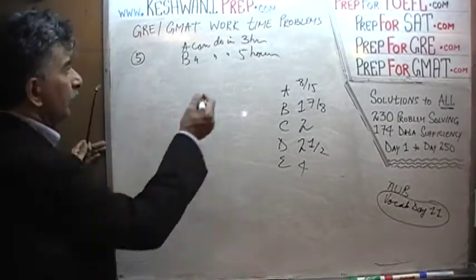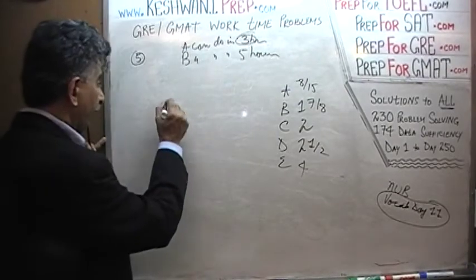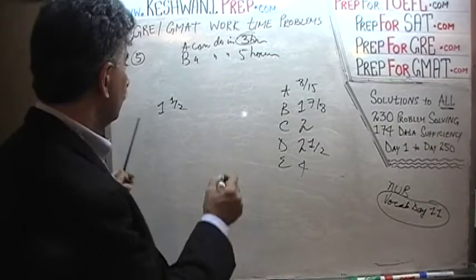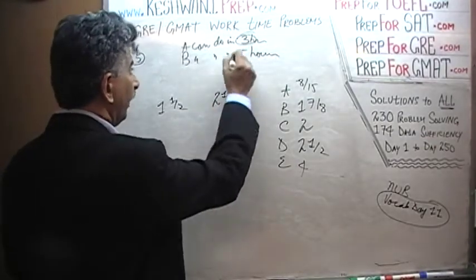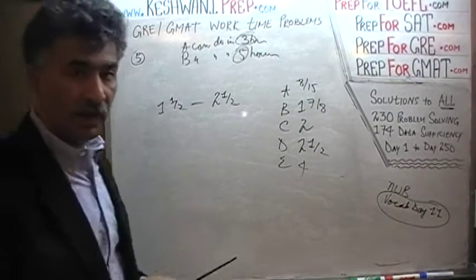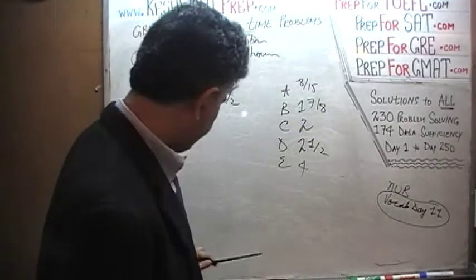So here we go. If both of them work as fast as the fast guy, they can do the job in an hour and a half. Half of 3. If both of them work as slow as the slow guy, they can do the job in 2.5. Half of 5. Here's our range, hour and a half to 2.5. Anything that falls outside it is nonsensical.